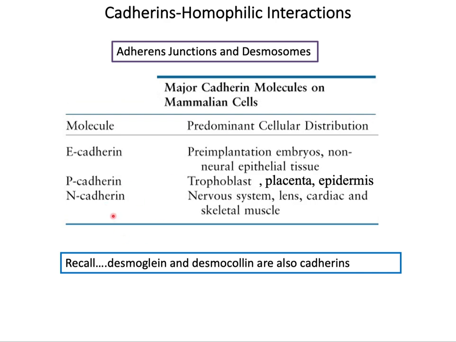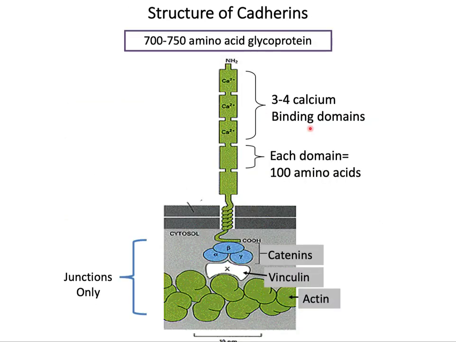And then there is N-cadherin, or neural cadherin, which plays a role in junctional complexes in nerve cells, in lens cells of the eyes, in cardiac muscle, and skeletal muscle. And you remember we talked about several of these cadherins as well. Desmoglein and desmocollin are members of this family, and they are the transmembrane linker proteins in desmosomes.